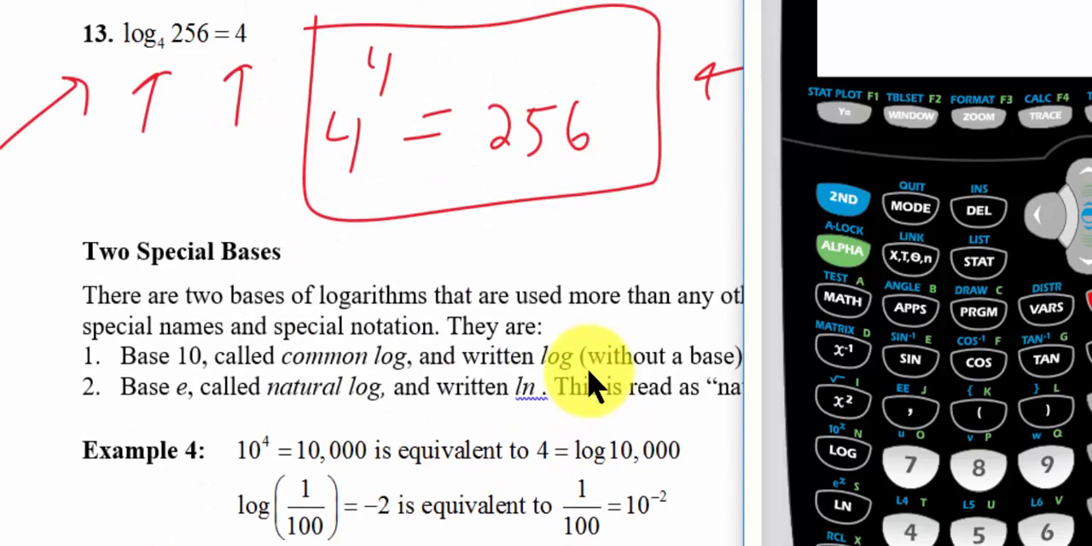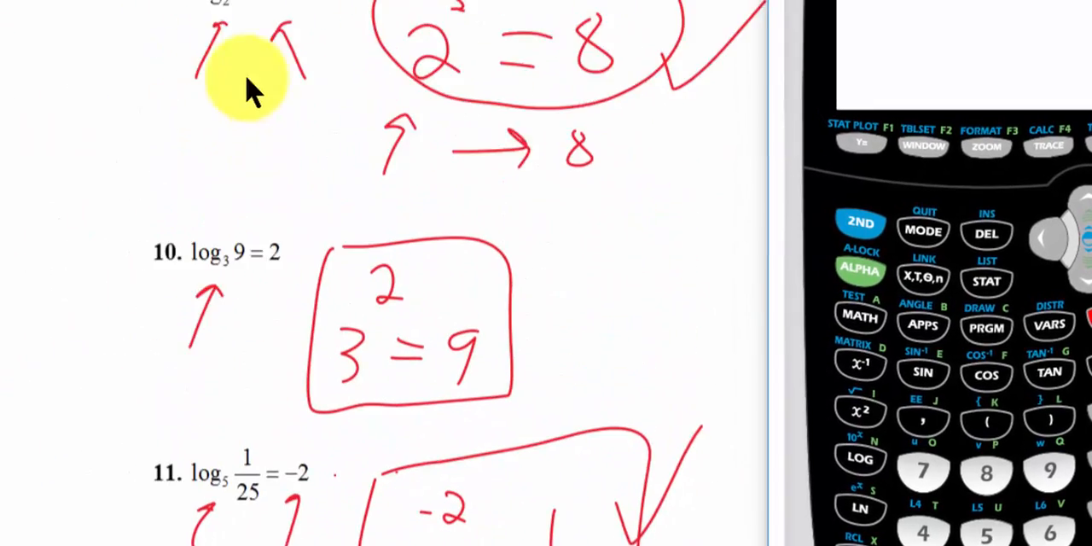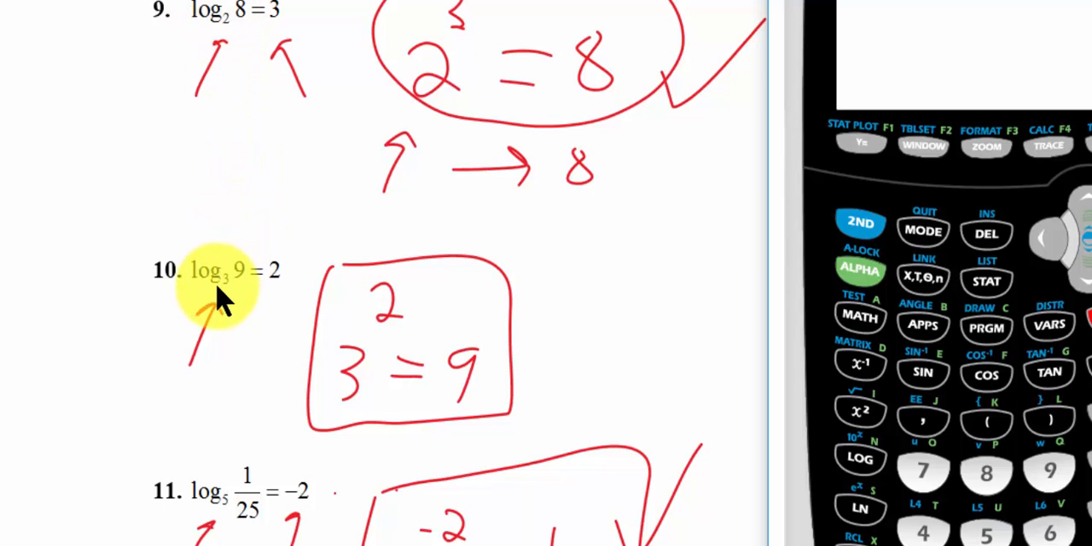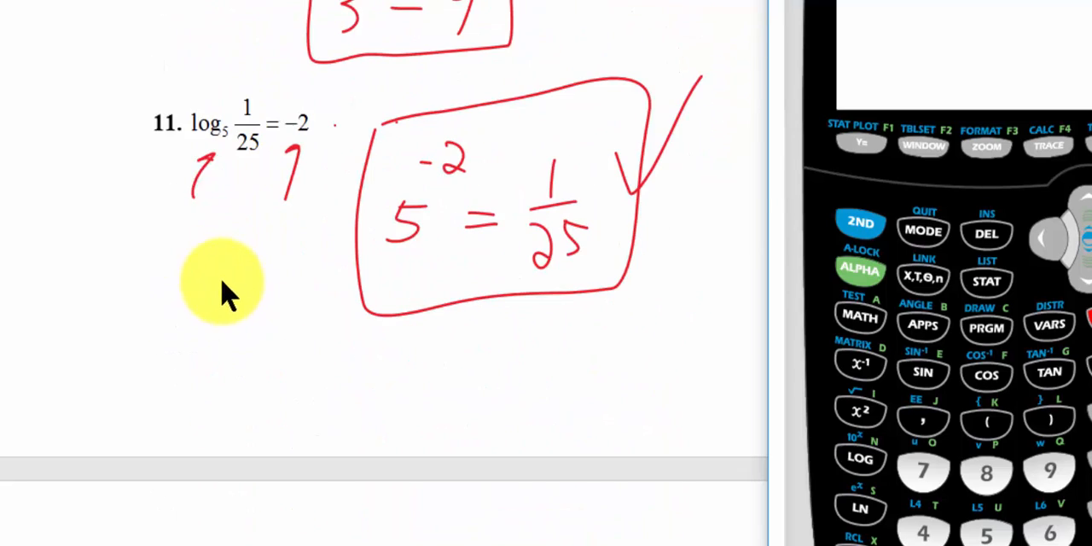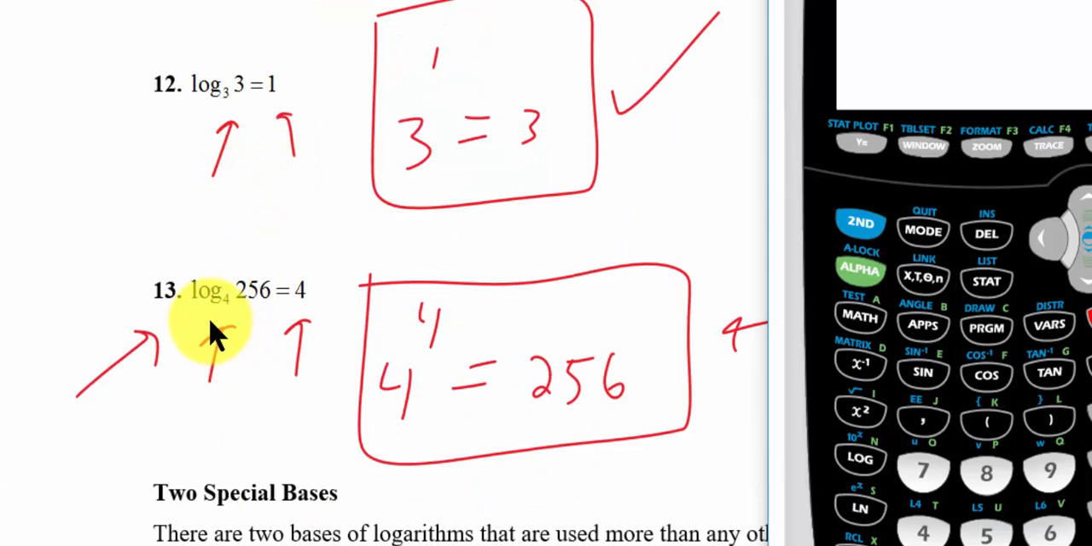You see, all of the problems we worked with before, see here, this is base 2, problem 10 is in base 3, problem 11 is in base 5, and so on, right? Problem 13 in base 4.